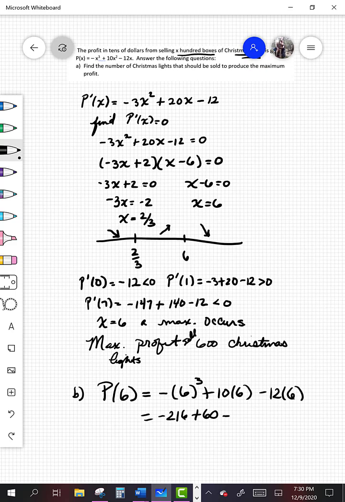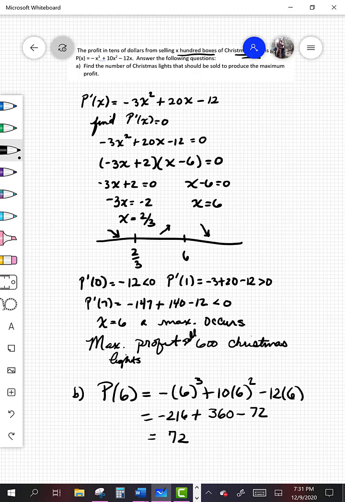Oops, sorry, I forgot, this is 6 squared. I was thinking that this is a negative number. 6 squared is 36, 36 times 10. So that is going to give us 360 minus 6 times 12, which is 72. So we have -216 plus 360 minus 72. This is equal to 72.